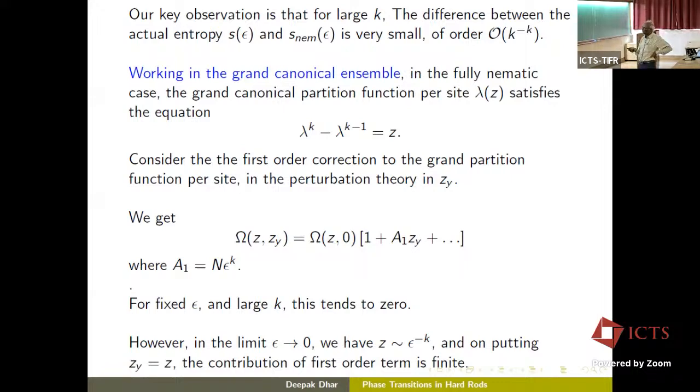However, if you take the limit k fixed and epsilon goes to 0, then this term is epsilon to the power k, but it is multiplying zy, and zy has to be eventually put equal to z. And z itself goes like epsilon to the power minus k, and so this product is of order 1. So it is not becoming very small, a little bit tricky. And so the contribution of this first order term is finite.